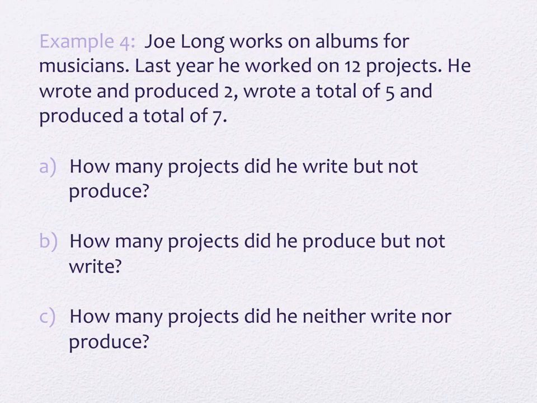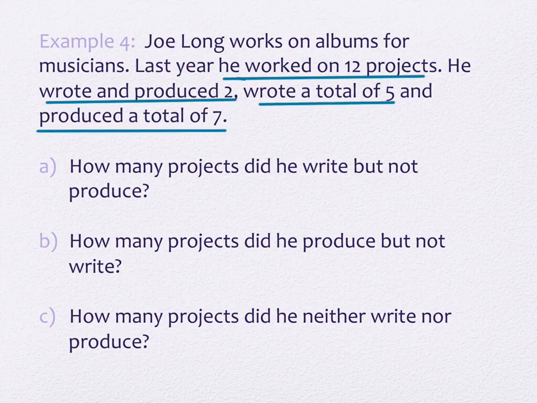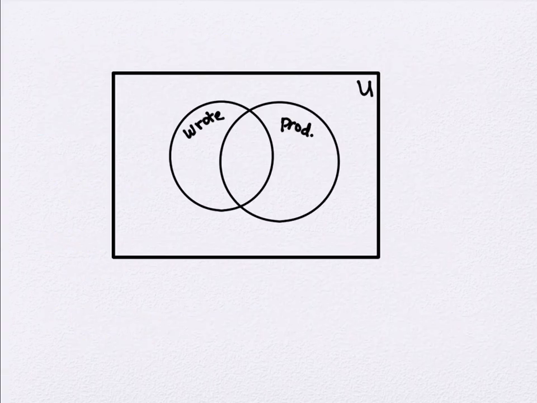So there's 4 pieces of information here. Let me underline them. It says he worked on 12. It says he wrote and produced 2. It says he wrote 5 and he produced 7. There's 4 pieces of information that we have to somehow place in this diagram. Which one is the one we should start with? Wrote and produced. Yeah. That word and is intersection, right? It means both. So this piece right here, wrote and produced 2, tells me where does that 2 go? In the middle. Okay, is everybody good with that?